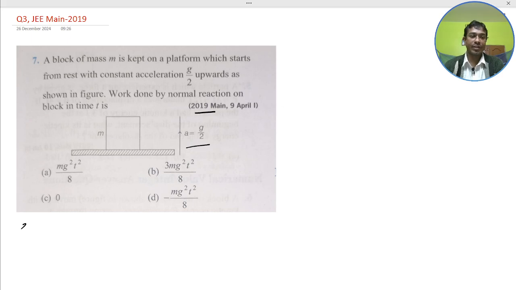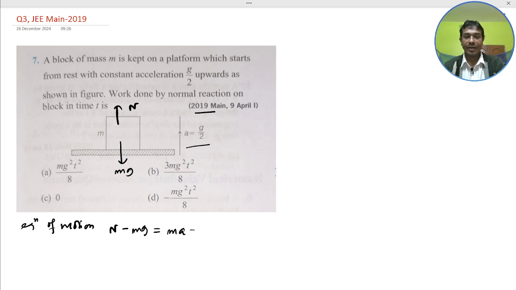So here we consider the equation of motion. For this block, mg downward and here the normal N upward. So N upward minus mg downward is equal to ma. Here a means g by 2. This is the simple equation of motion. You have to find the value of N, so mg plus mg by 2, so 3mg by 2.